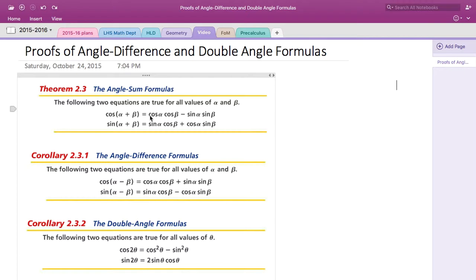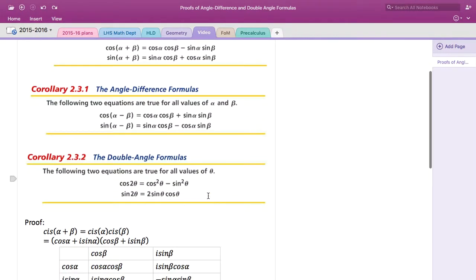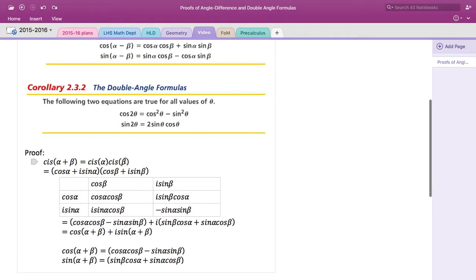And so cosine alpha minus beta equals cosine alpha cosine beta plus sine alpha sine beta, unlike minus sine alpha sine beta in the angle sum formula. And sine alpha minus beta equals sine alpha cosine beta minus cosine alpha sine beta. So let's look at that first.